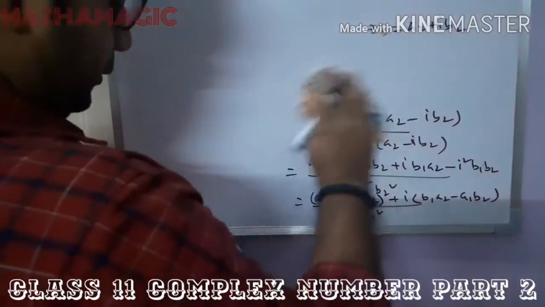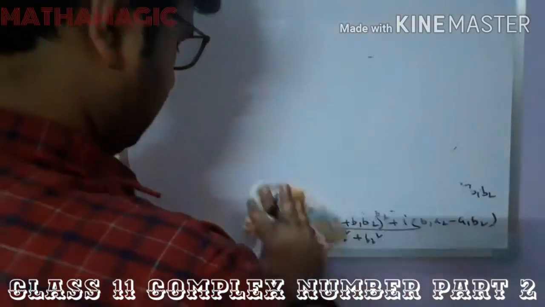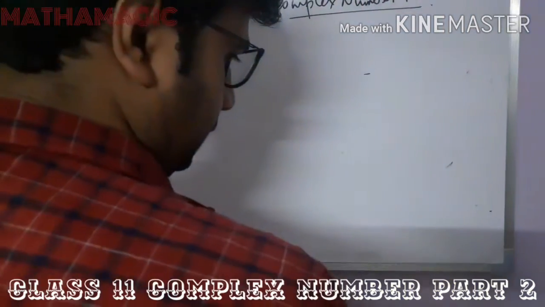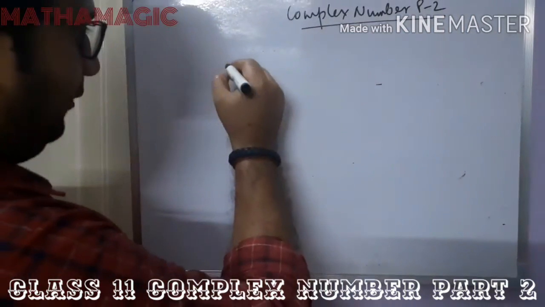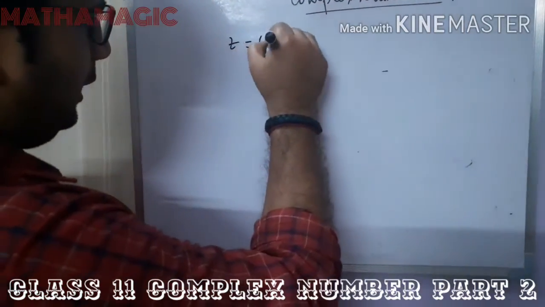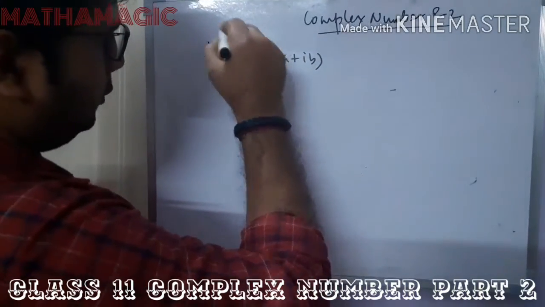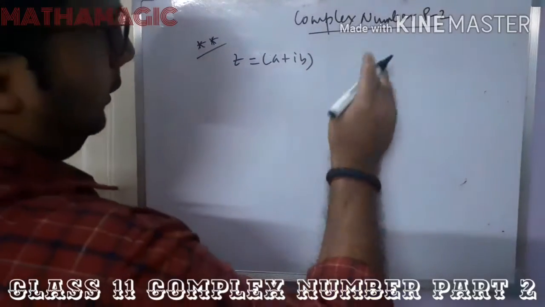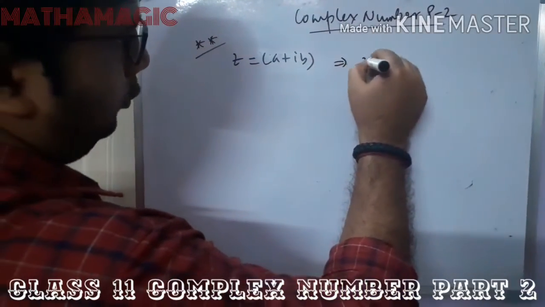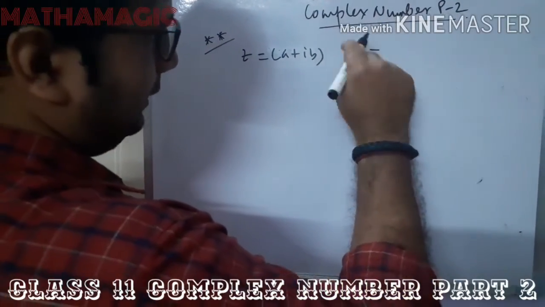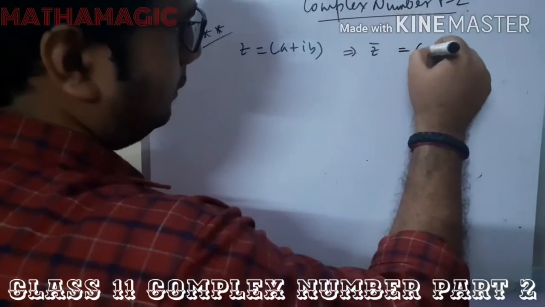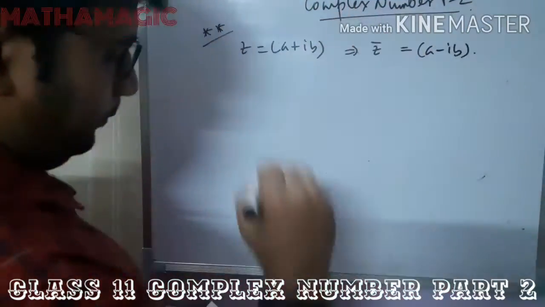So we'll move to the next one, some more properties related to this. Now if we have z is equal to a plus ib, these are the two most important things which you need to make a note of. Then we have seen that the conjugate of z, written as z bar, is equal to a minus ib.